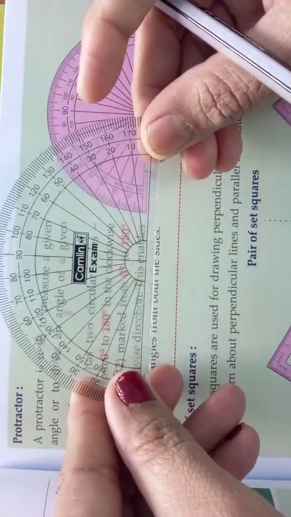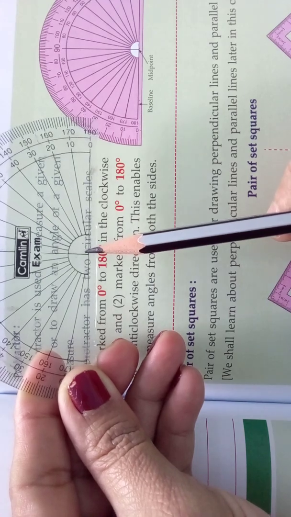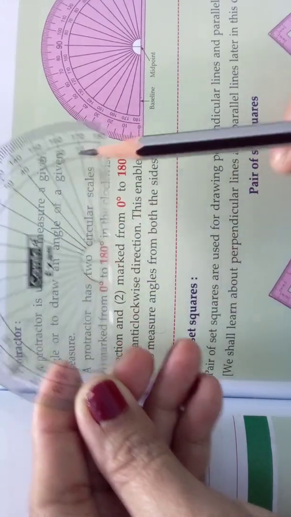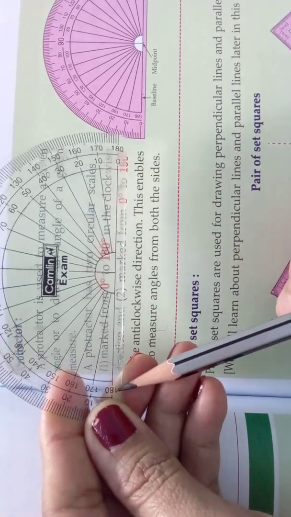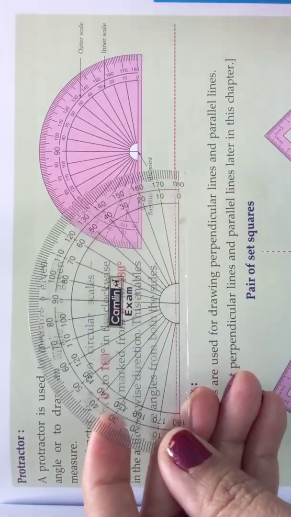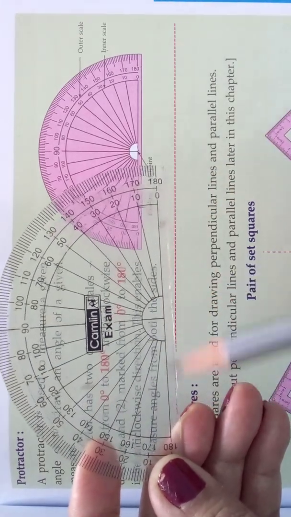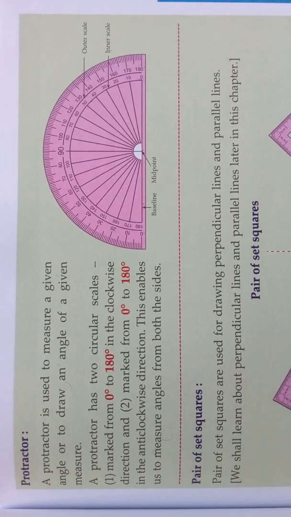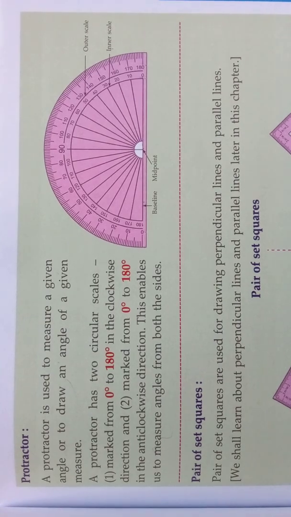Look here children, I will show you. This is the midpoint. And this is the baseline. And this is the inner scale that starts from 0 to 180 degrees. 0, 1 degree, 2 degrees, like that. And this is the outer scale. Inner scale, outer scale, midpoint, baseline. So we can measure the angle or draw the angle for the given measurement using the protractor.